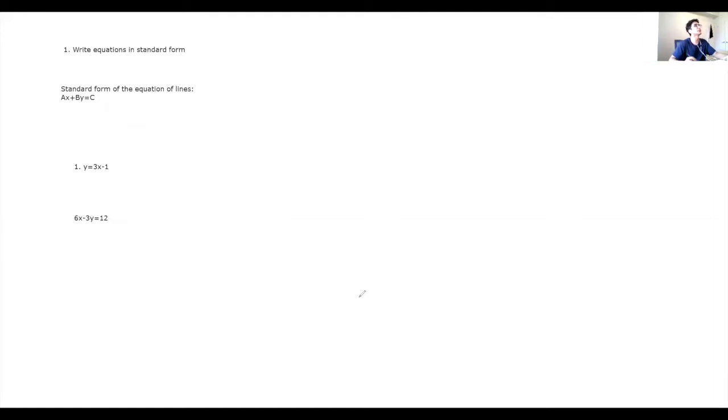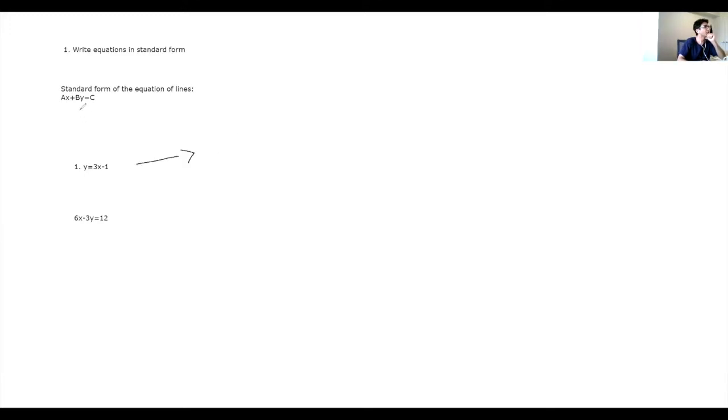So the first step is to write the equations in standard form. And as you can see, I've written down ax plus by plus c. From this chapter, we know that is the standard form of the equation of lines in a 2D plane. So the first equation that we look at, we see y equals 3x minus 1. Obviously, that is not quite the same as that.